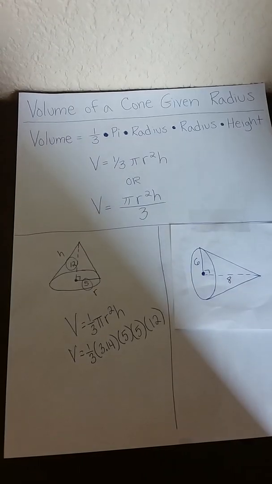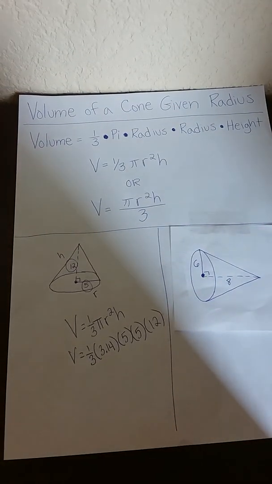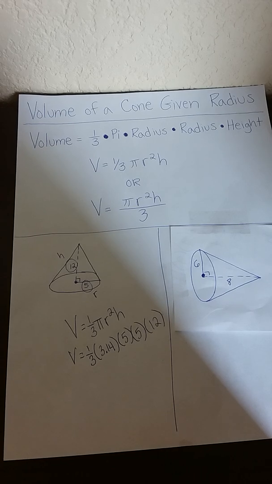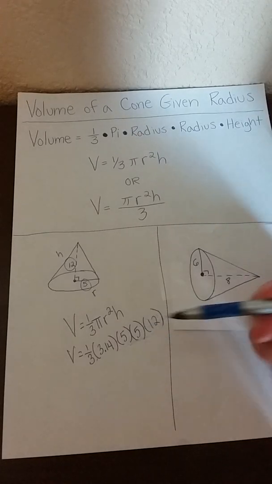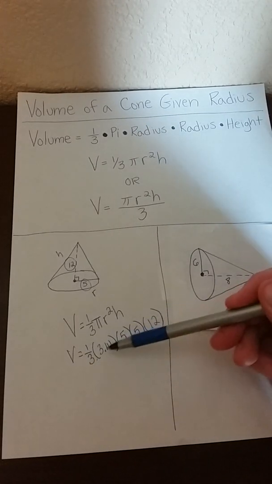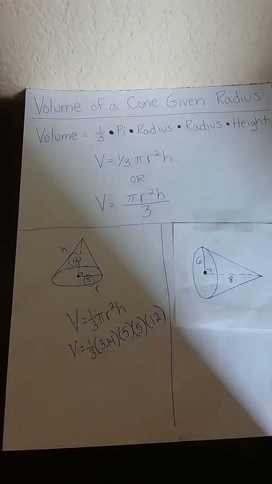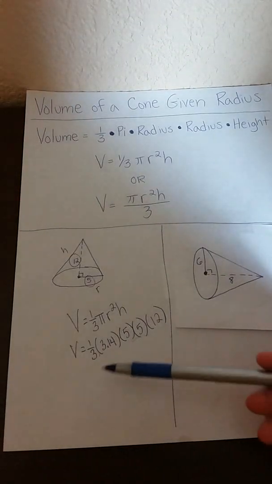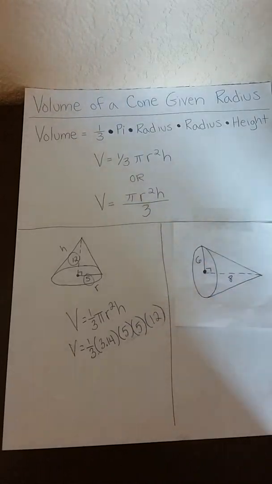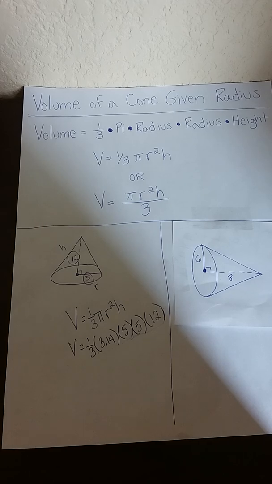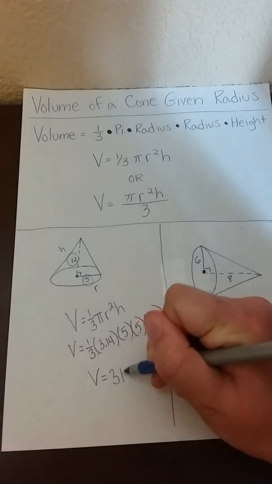If your calculator can do fractions, you're just going to put this whole thing in. 1/3 times 3.14 times 5 times 5 times 12. If your calculator cannot do fractions, you're going to multiply this whole bit and then divide by 3. You're going to ignore the 1/3, multiply everything else together, and then divide by 3. But I'm going to do this as if my calculator could do fractions. So in my calculator, I'm just going to put in 1/3 times 3.14 times 5 times 5 times 12. And when I do that, I get 314. So the volume of the cone is 314.